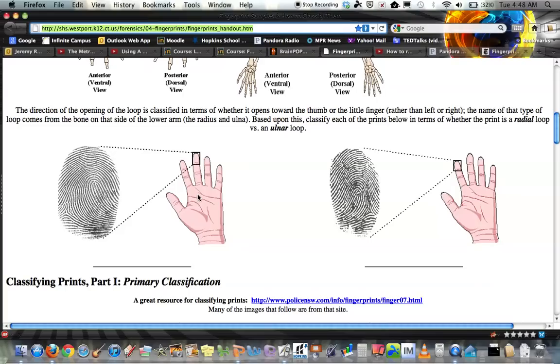Okay, now look at your right hand. Your thumb is on the left inside edge of your hand as it's palm down on the table. If you have any fingerprint patterns that open towards the left, those are going to be radial loops. And if you have any prints from your right hand with the loop pattern opening to the right, those are going to be ulnar loops. Okay, take a moment here and look at this website if you need to in order to help a little more with that.